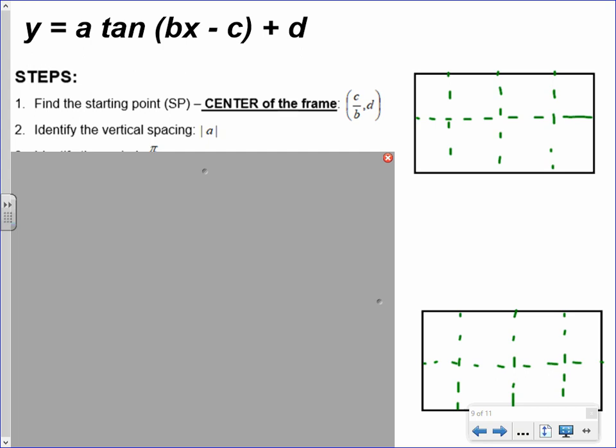We are still going to draw our frame with a vertical spacing of A. We'll still go up A and down A, but we can't call it the amplitude since it's a tangent graph. Now, we're going to calculate the period by taking pi divided by b, since our parent function has a period of pi instead.